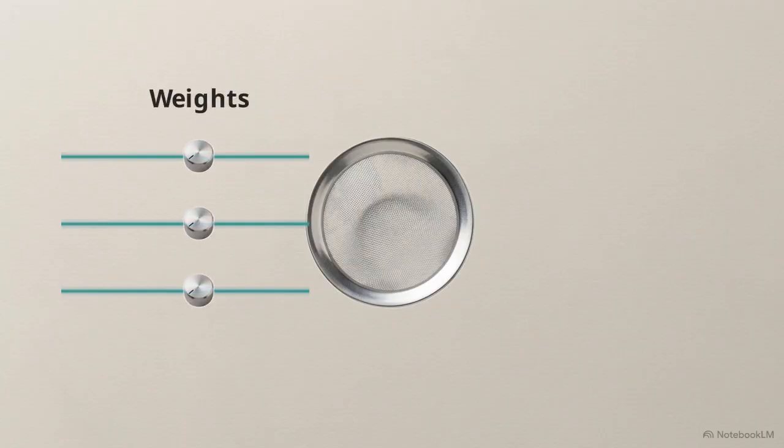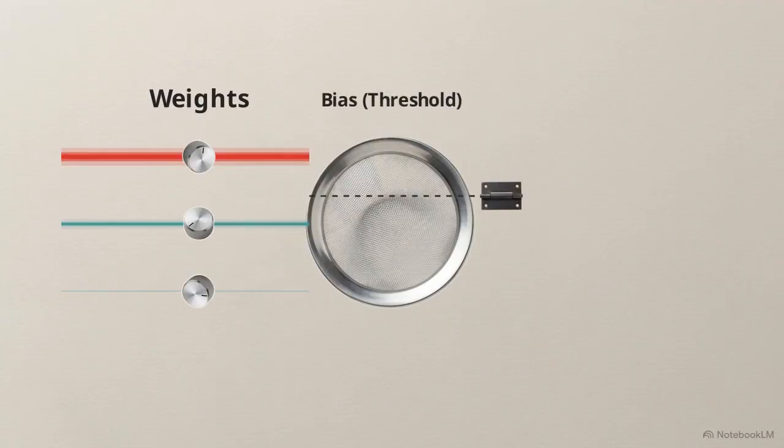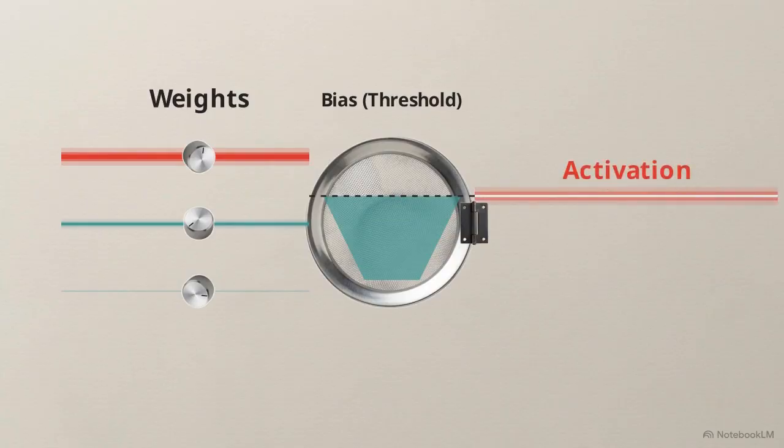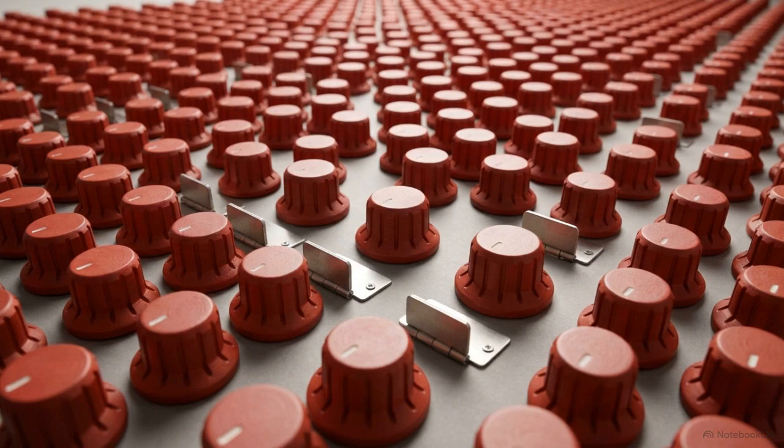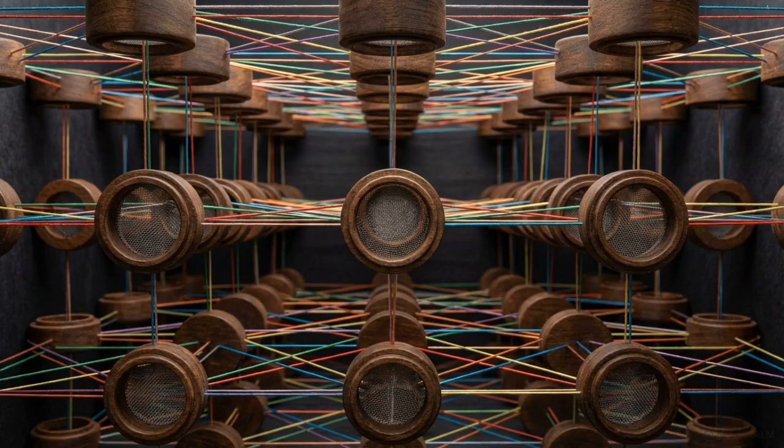Inside are weights, internal volume knobs that dial up important signals and mute the ones that are merely noise. The bias acts as a gatekeeper. It sets a threshold that the combined signal must reach before the gate snaps open to let the data pass through. The challenge of building AI involves finding the exact combination of settings for every knob and gate in the network. When we zoom out, we see millions of these sieves arranged in distinct, interconnected layers.